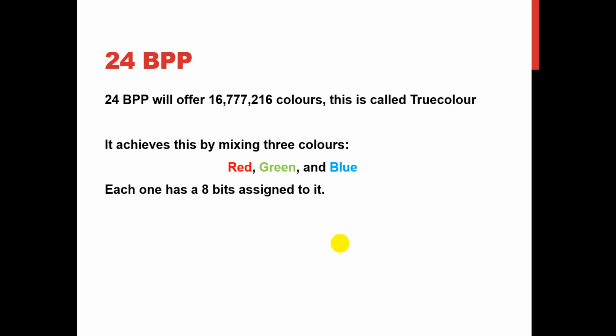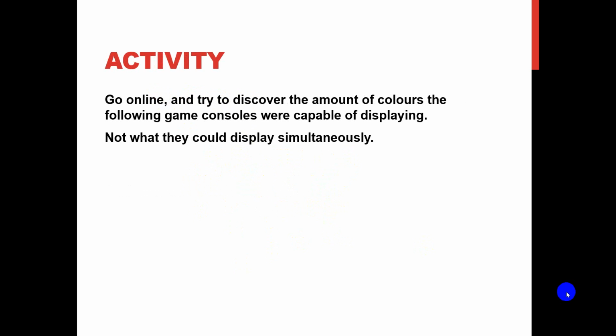And each one of those has 8 bits assigned to it. So 8 plus 8 plus 8 is 24. You've got 8 bits for every red color you're using, 8 bits for every green color you're using, and 8 bits for every blue color you're using, hence 24 bits per pixel, offering 16.77 million.